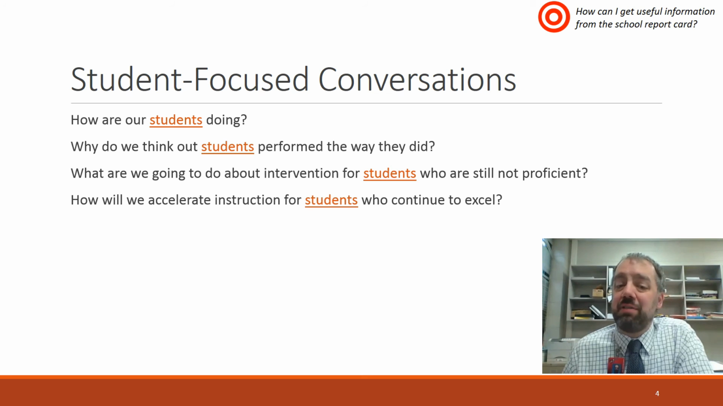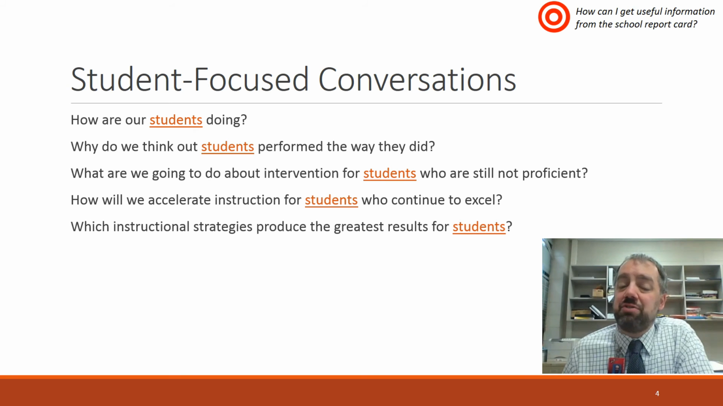How can we accelerate instruction for the students who continue to excel? Not what can we do to accelerate instruction, period, but what can we do for these specific students? We would also ask which instructional strategies would produce the greatest results for students. Not what can we do, what are we going to do, not focusing on us as teachers, but focusing on helping those individual students.